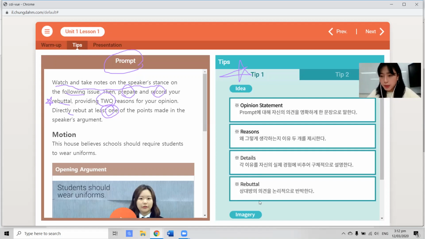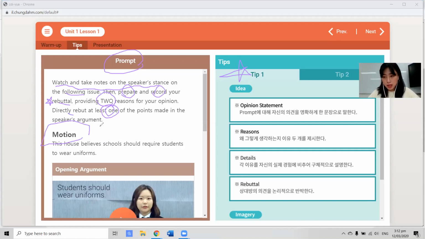And then rebuttal is basically just like when you are disagreeing with someone, okay? So you are trying to convince the person that's listening to you that everything that the previous person has said is incorrect, and that everything that you are claiming and everything that you believe in is correct. So just make sure that you focus on the rebuttal part, especially for this homework, since it is a rebuttal based homework, okay?